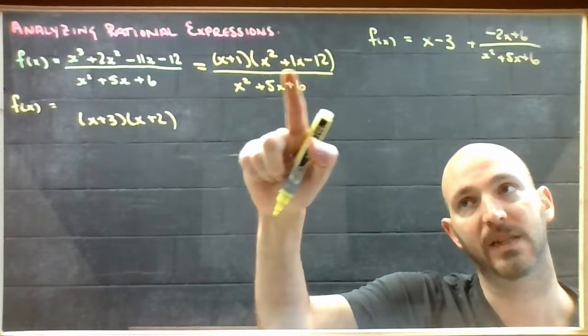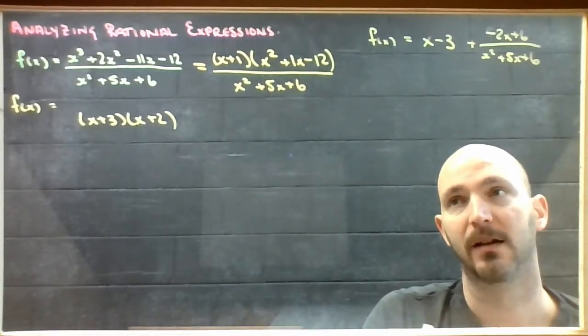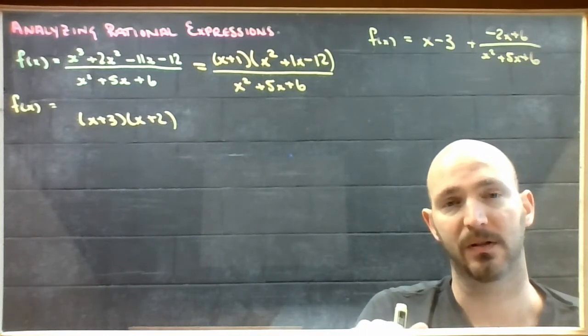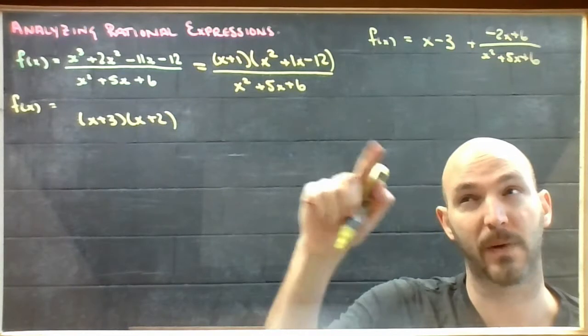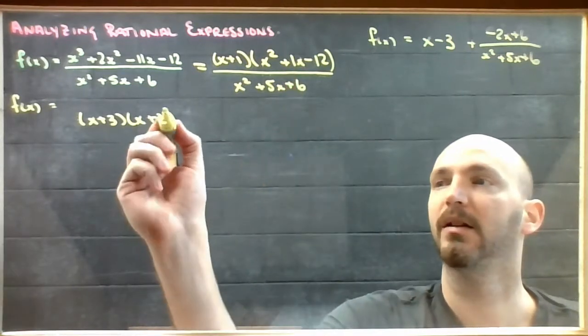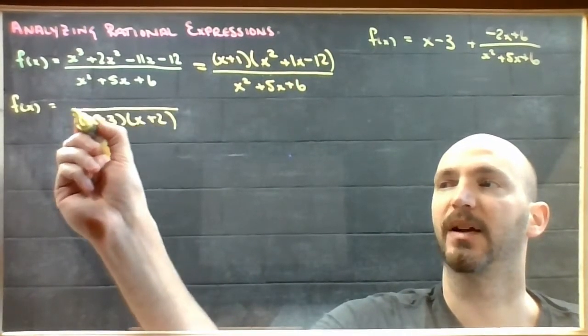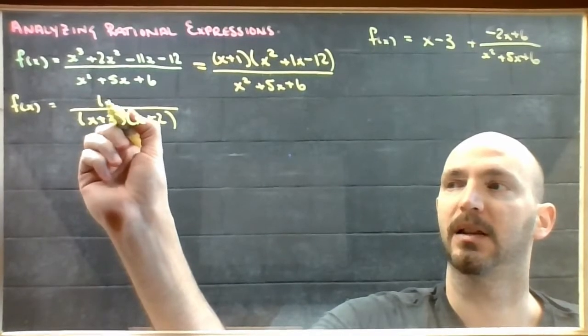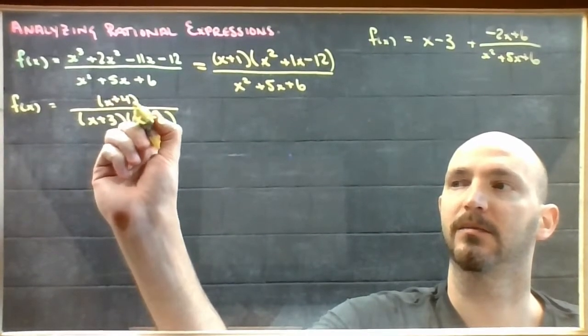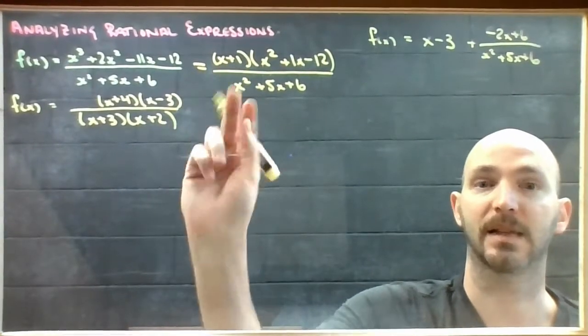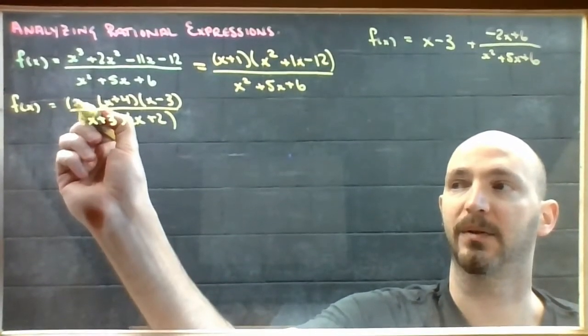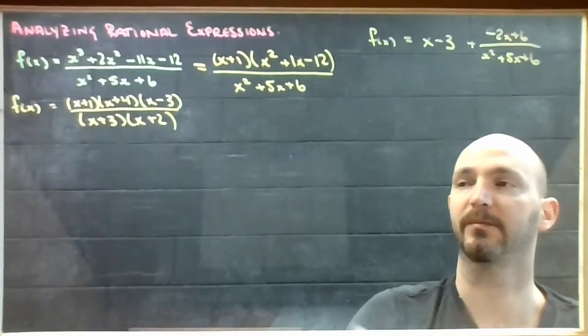And if I look at this piece here, plus 4 times negative 3 would give me negative 12, and 4 minus 3 gives me 1. So I can split that trinomial up like this. And this one is still kicking around because we factored it out in the first place.